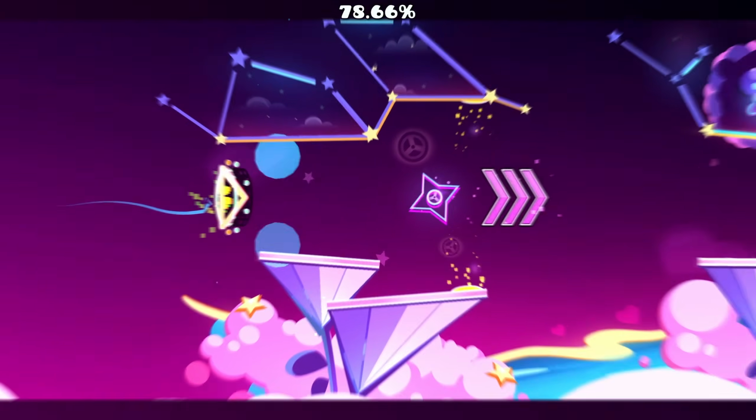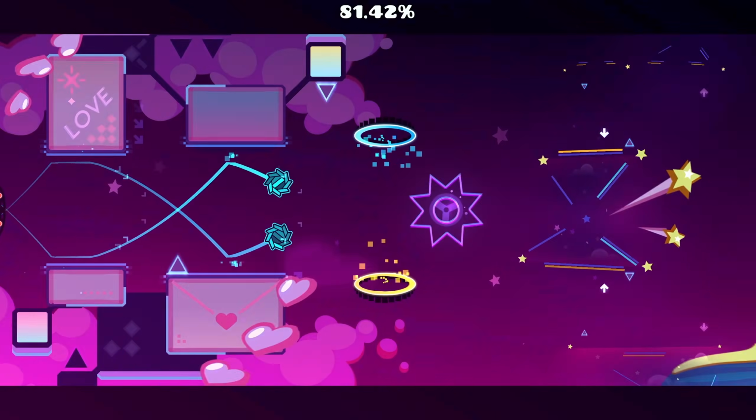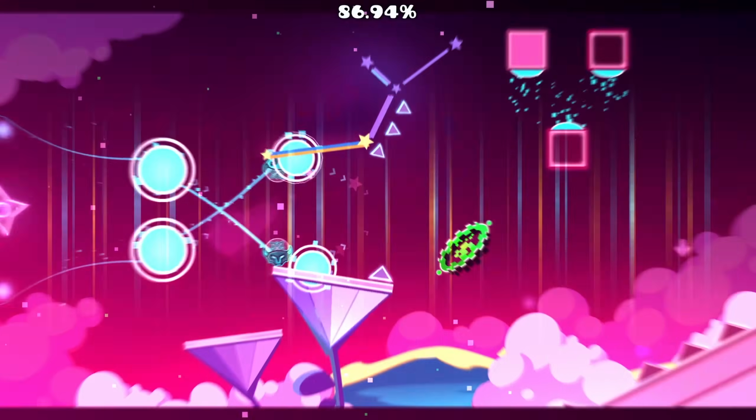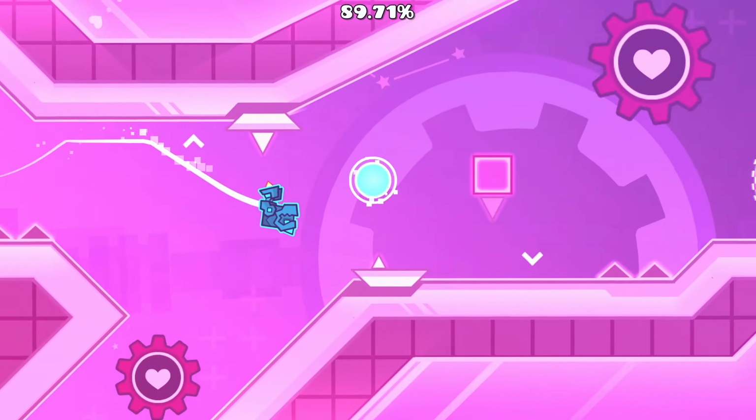So for a bit of context, this level is Valentine's themed. So as well as talking about the steps to make a well-made modern design, we'll also be touching on how to make themed designs, effects, and coloring.